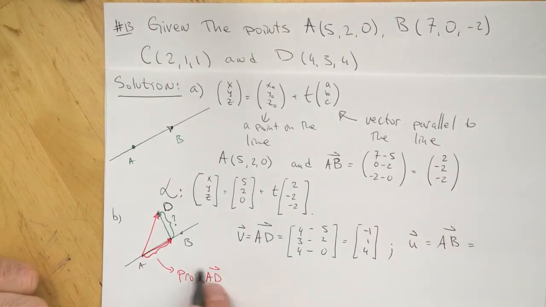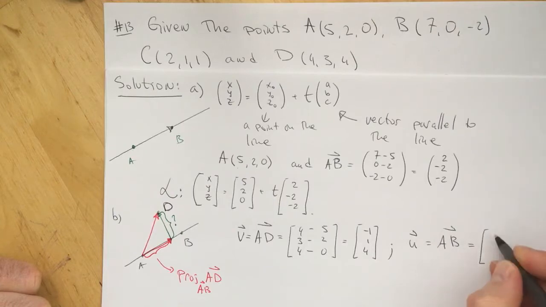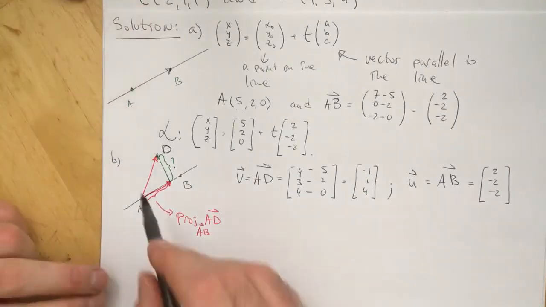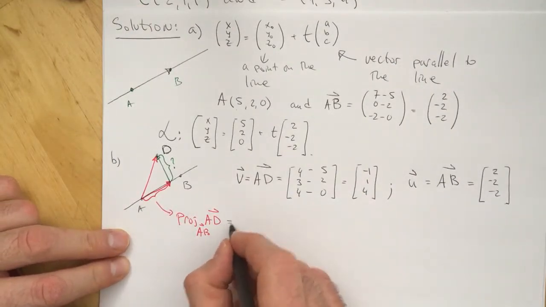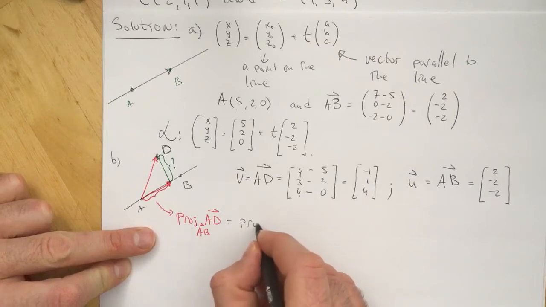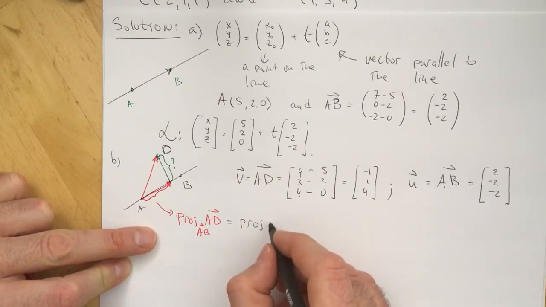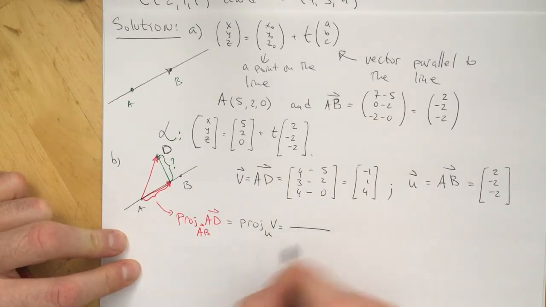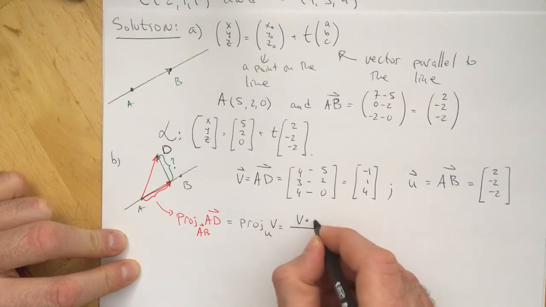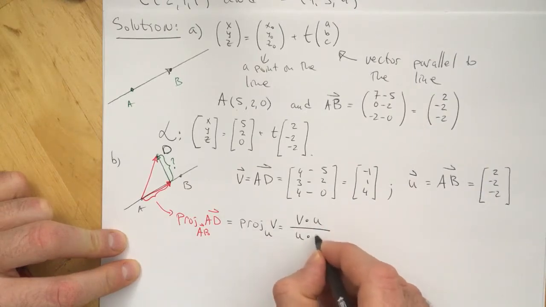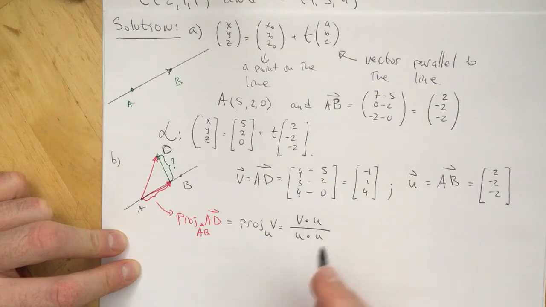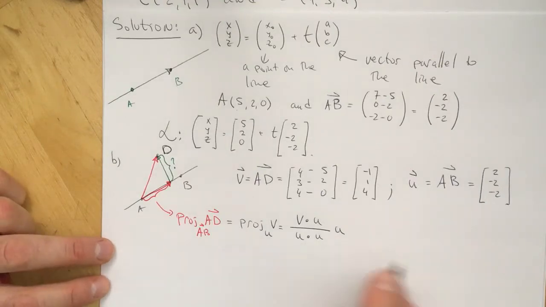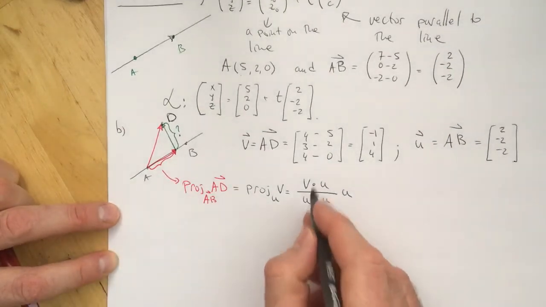Just in order to simplify this notation, that was the vector 2, negative 2, negative 2. Okay, so first, what are we going to do? We're going to project AD onto AB, so that's the projection with the new notation, the projection of V onto U. The definition of this vector is V dot product U over U dot product U. This is a scalar and this is a scalar, so the ratio is a scalar times the vector U.